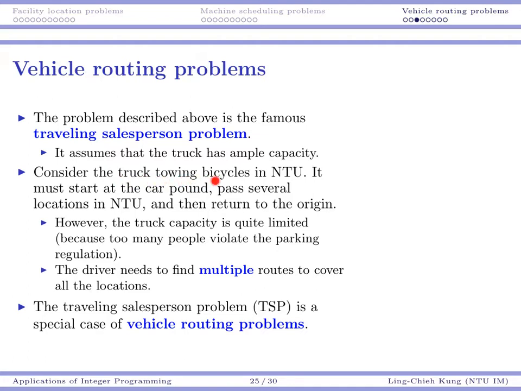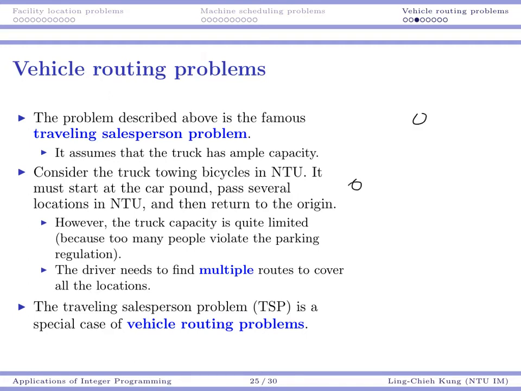Like the truck towing bicycles in NTU. Okay, if you are the driver and you need to start at the car pound, pass several locations in NTU, and then return to your origin, then you know that your truck capacity would be quite likely to be not enough. Okay, because too many people are violating the parking regulation. So that means you actually may need to find multiple routes to cover all the locations.